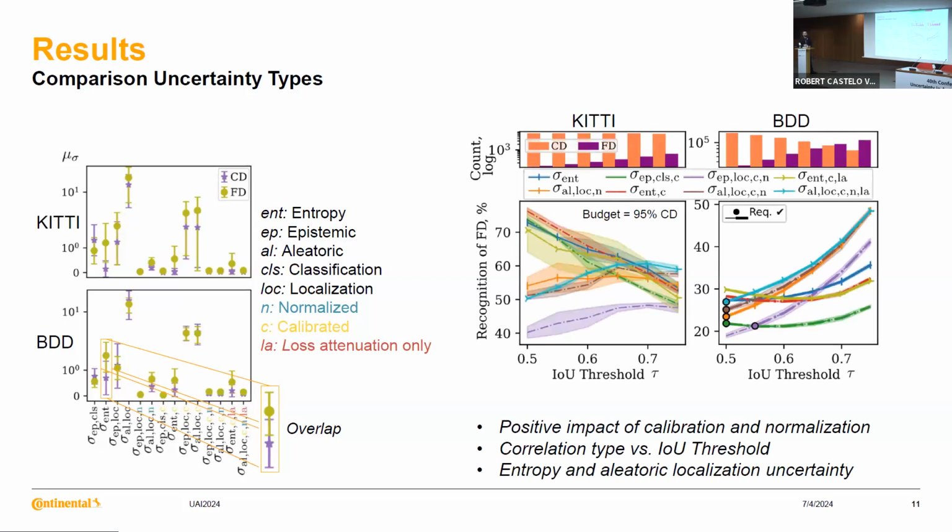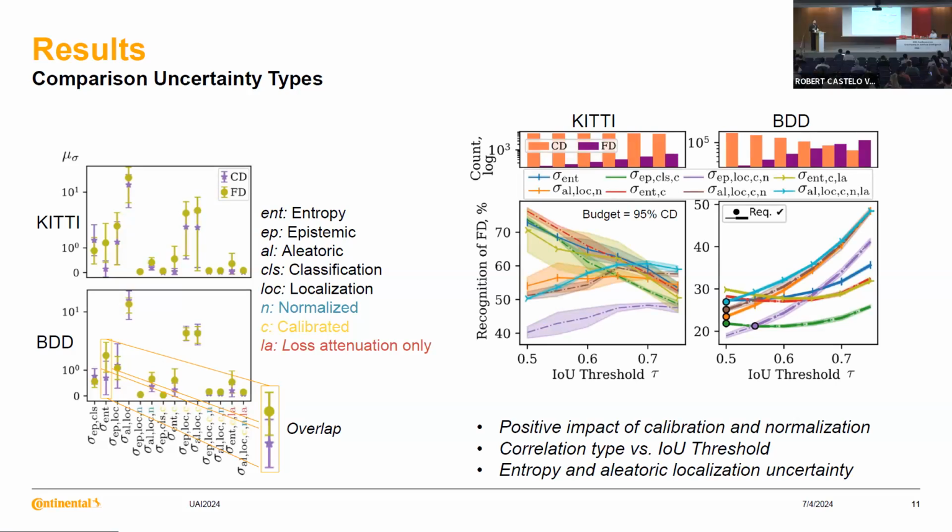Then we check over the different IoU thresholds that I mentioned that are the most used in object detection, which uncertainty performs best in a matter of recognition. If we take the budget of, for example, we give up 5% of our correct detections. We see that mostly here the blue curve is the calibrated aleatoric localization uncertainty from a model only with loss attenuation, or in this case for KITTI, it's a calibrated entropy.